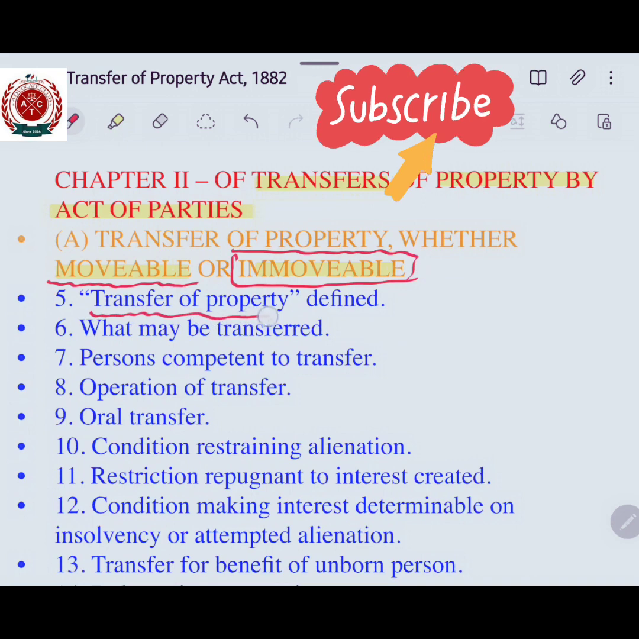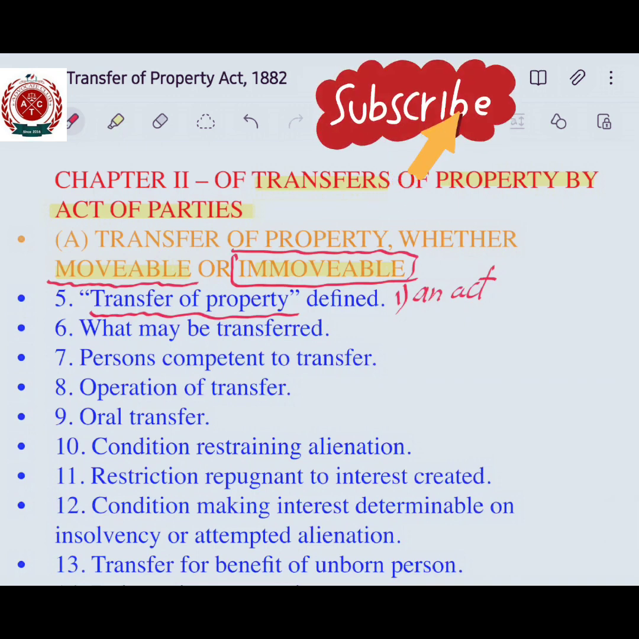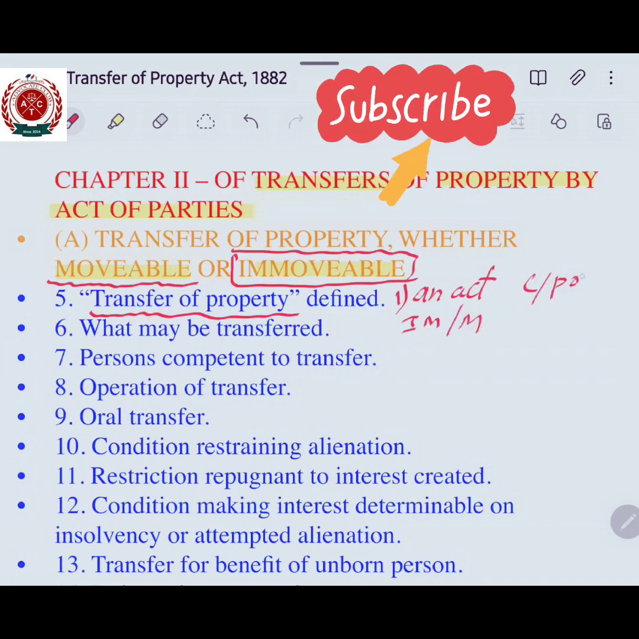First is the definition of transfer of property. The main essential element of the definition is, first, an act by the parties. It can transfer the property or convey the property. Property conveyed in present or future, immovable or movable, both. The property must be a present property.